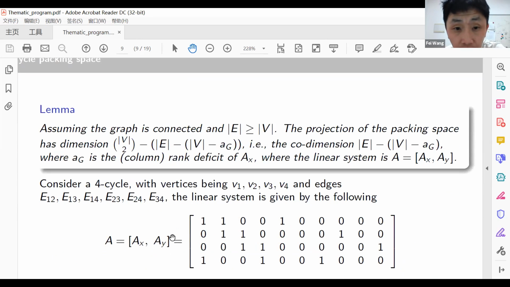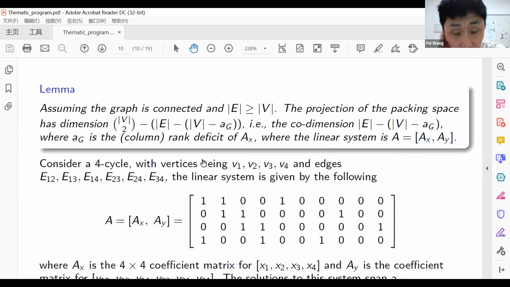So we have this lemma or observation, which says if the graph is connected and the number of edges is greater or equal to the number of vertices, then the projection of the packing space actually has dimension 2v minus e minus [v minus ag]. So the codimension of the circle context space S prime is e minus v plus ag, where ag is the column rank deficit of Ax, where the linear system is Ax equals Ay.